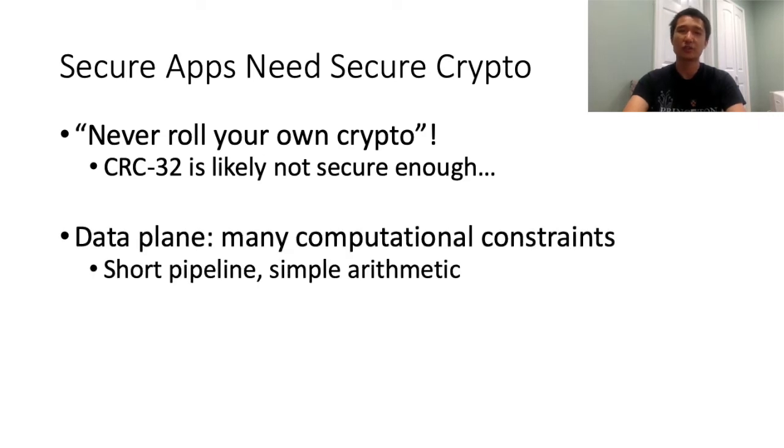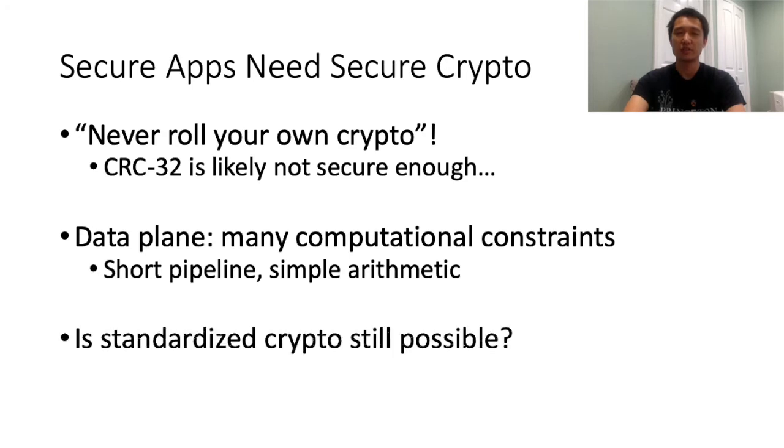CRC32 was available in the data plane, and we have many other computational constraints that make us afraid of implementing anything else. The data plane has a very short pipeline and can only implement very simple arithmetic. So people often worried, is implementing a standardized algorithm still possible at all? Well, I don't really know, so I decided to take a look.